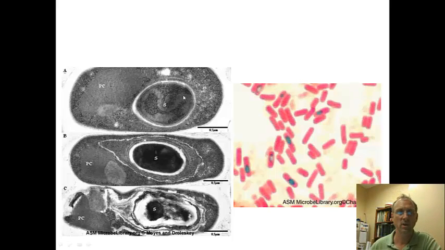We can see 3 steps in the process of endospore formation. Here is a new endospore beginning to form, and we can see the outer coat getting thicker and thicker surrounding it. It's an incredibly powerful, very tight structure that protects that genome from extremely adverse environmental conditions.